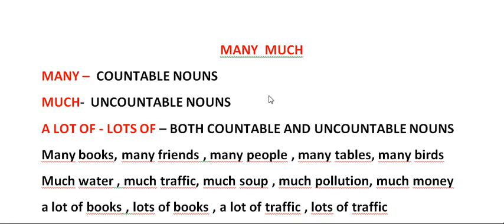In this lesson, we're going to talk about how to express a large amount of something. We use many with countable nouns and much with uncountable nouns. Also, we can use a lot of and lots of with both countable and uncountable nouns. So this is an alternative for many and much.